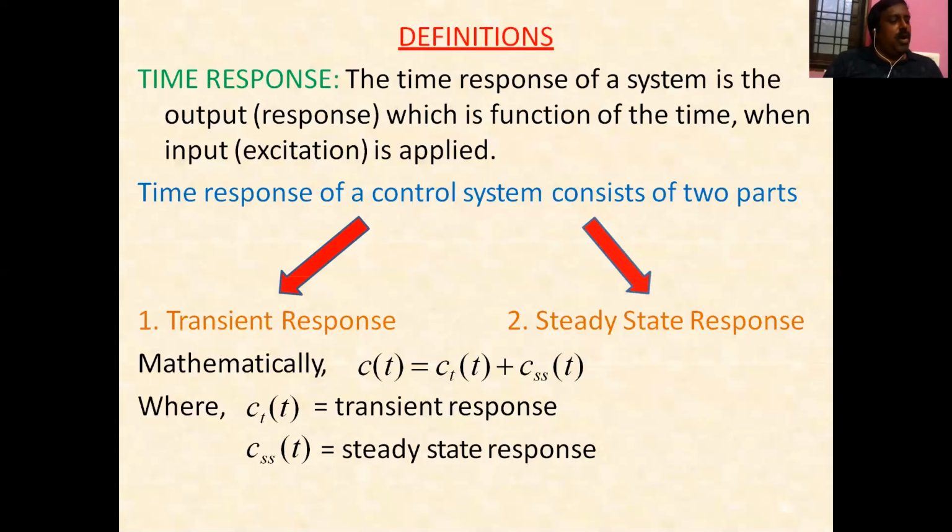What is the transient response? The transient response is nothing but the response of the system which varies with respect to time. The name itself gives the clarity: transient response means the response changes with respect to time. Whereas in the steady state response, the output of the system won't change with respect to time. It will continue continuously in the system. So that is called the steady state response.